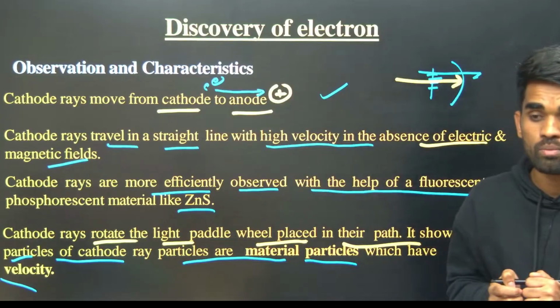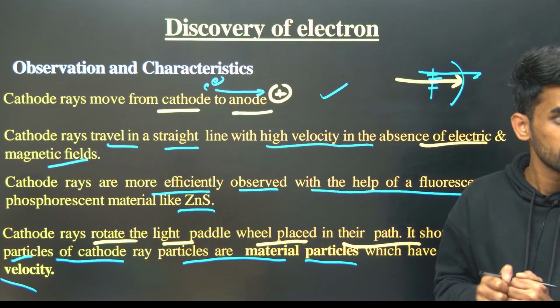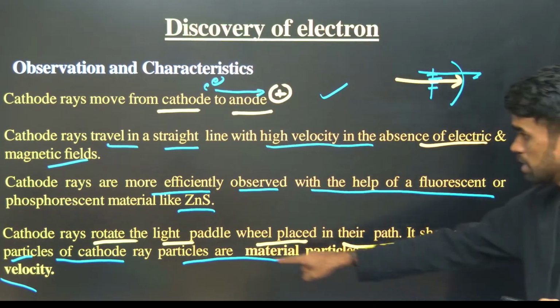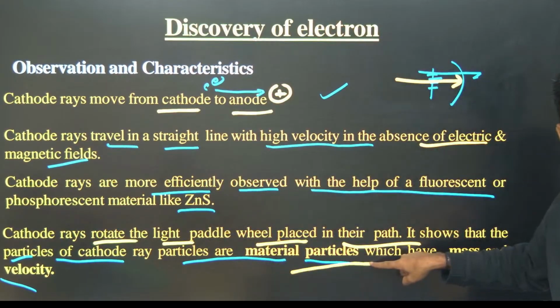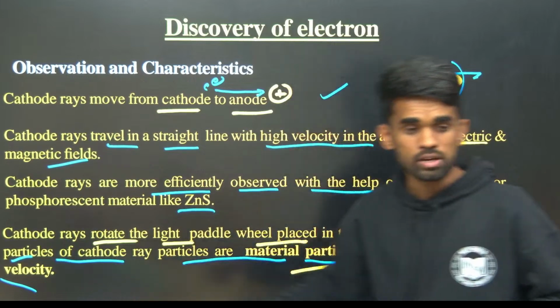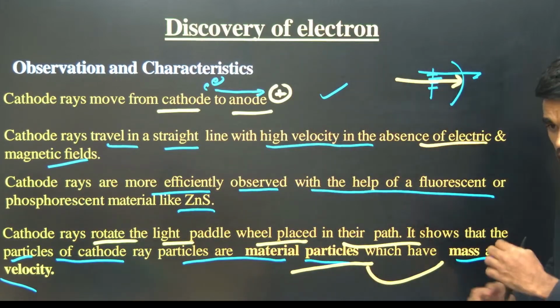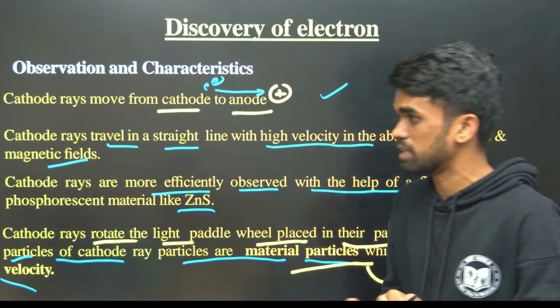Okay, so one more thing we need to know is the mass of the electron, because he is saying the electrons have particle nature. It means it moves with some velocity and has some mass. Now we need to know what the mass of the electron is. For this he did one more experiment, which we will be studying.